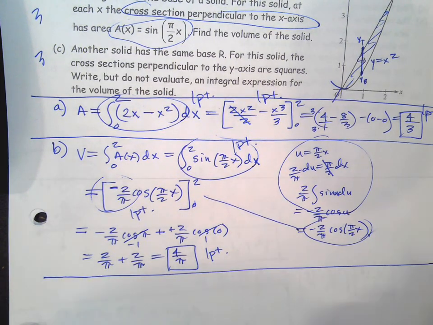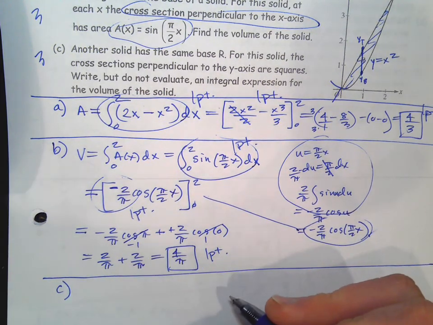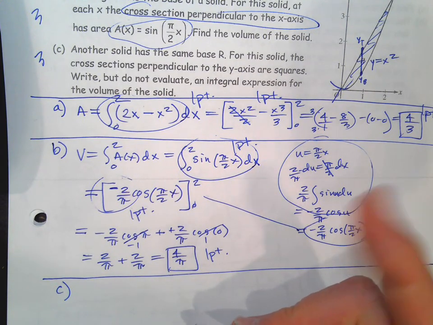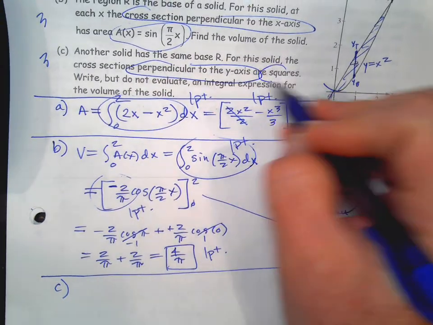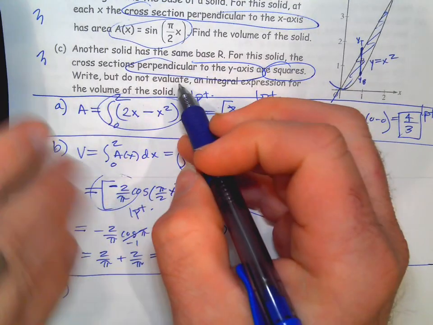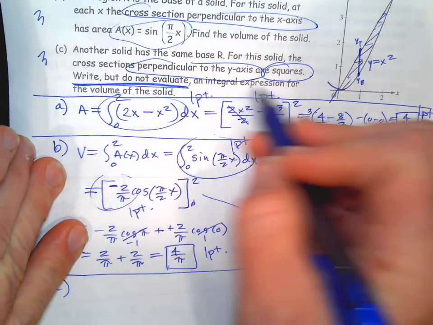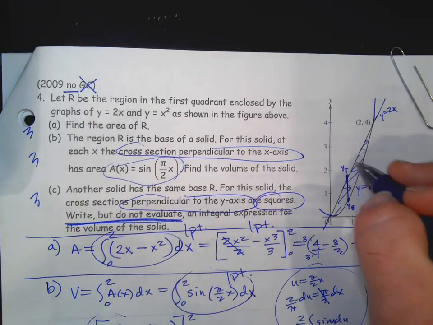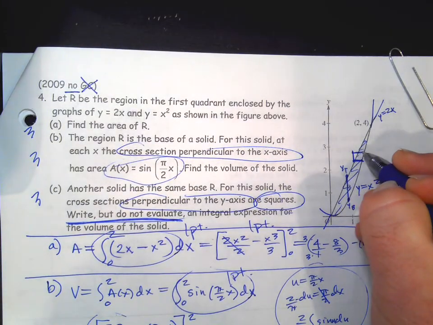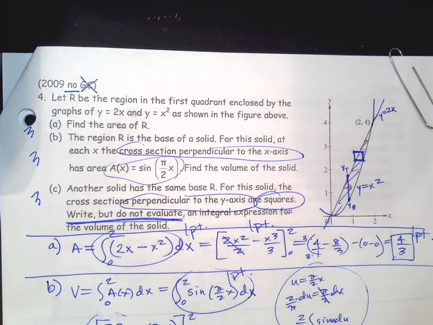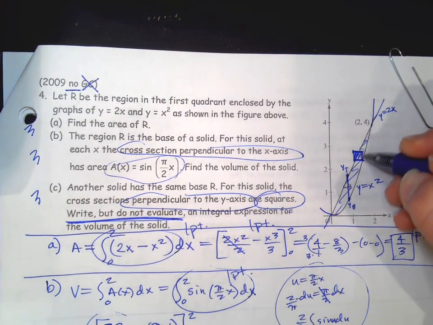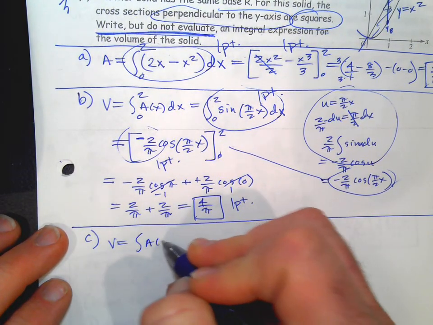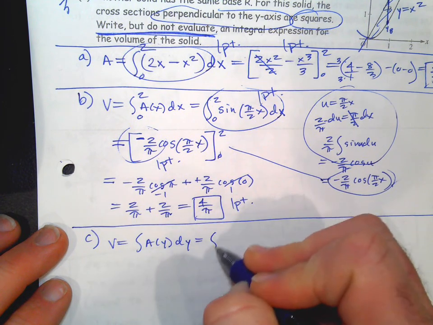Okay, part C. Part C says another solid has the same base R. For this solid, the cross sections perpendicular to the y-axis are squares, right? But do not evaluate an integral expression for the volume of the solid. So we just got to set it up. So this time, the slices are going to be horizontal, perpendicular to the y-axis. They're going to be squares, right? So volume, area in terms of y, dy.